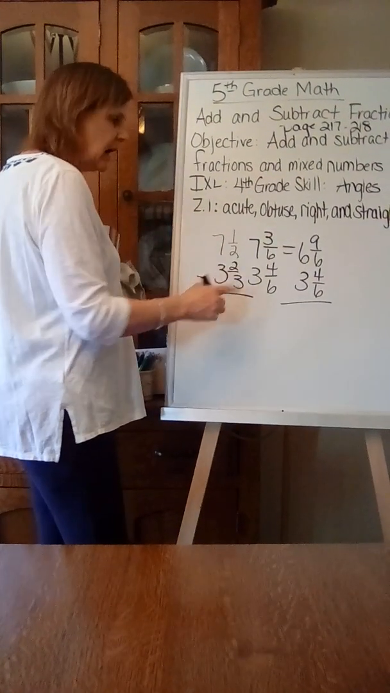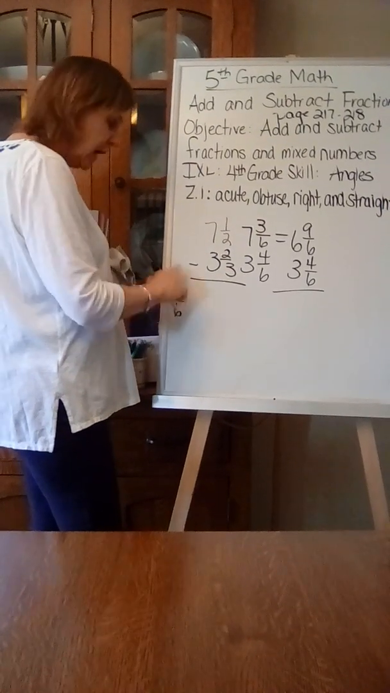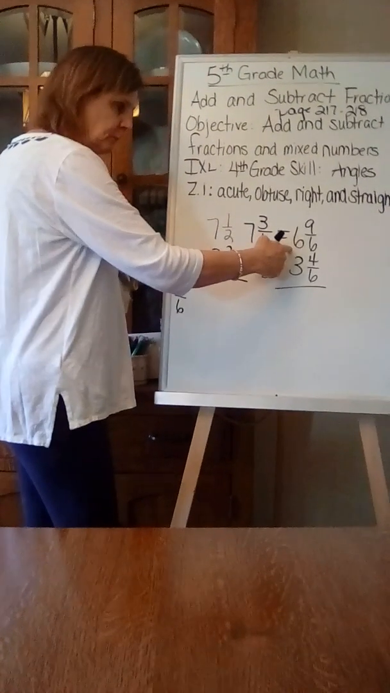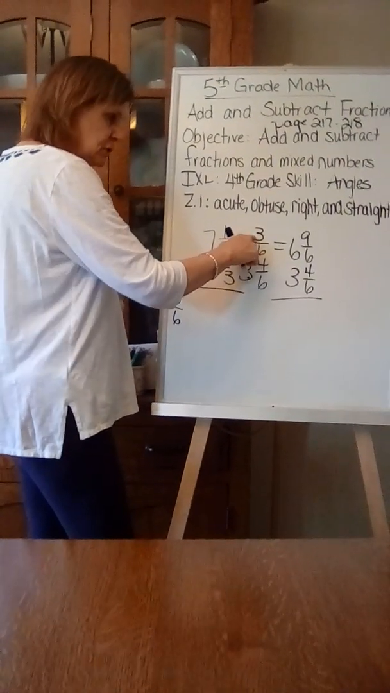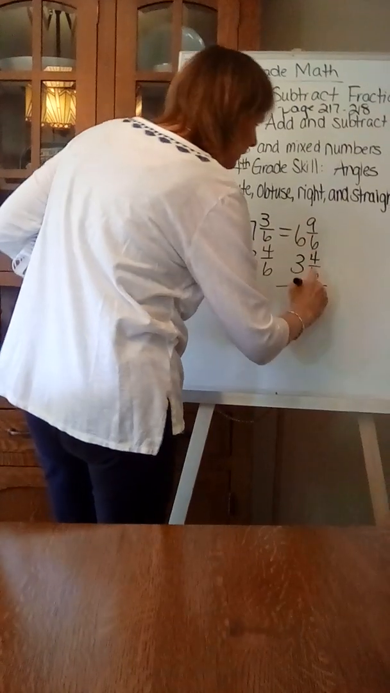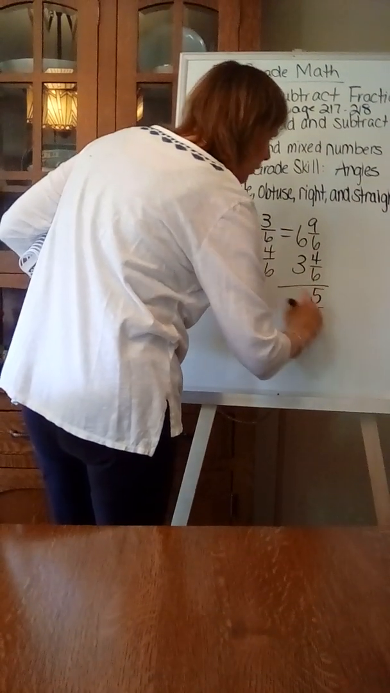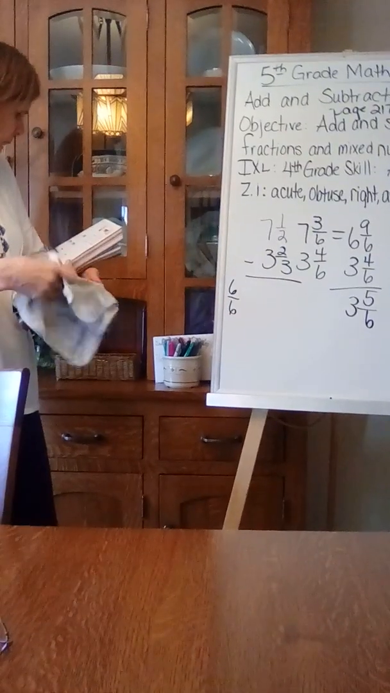We know that anytime a numerator and denominator are the same, that equals 1. That's how I borrow 1, and that becomes 6. I add the numerator to the other numerator. 6 plus 3 is 9. There I can now subtract 3 5/6. All right.